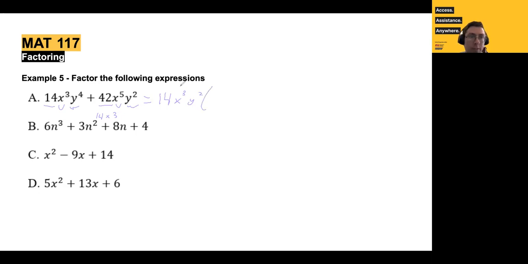And so then what's left? Well, we factor out a 14, so nothing is left there. We also factored x cubed, so nothing's left there. Only y squared remains there. 42 was split into 14 times 3, so a 3 remains there. Then an x squared remains from x to the fifth. And then the y squared was factored. So that's all for that part.